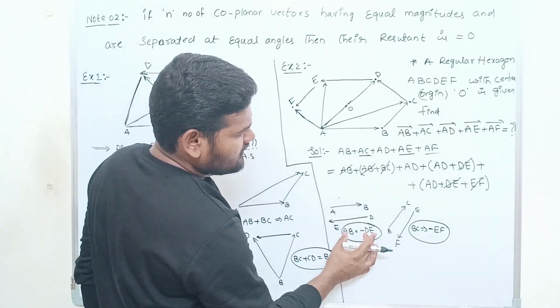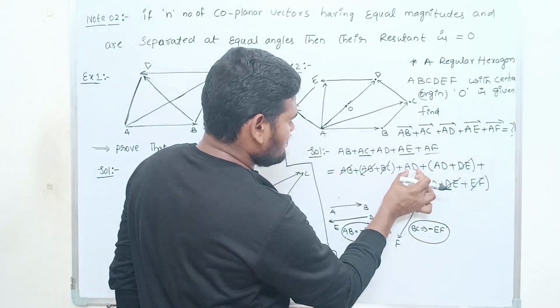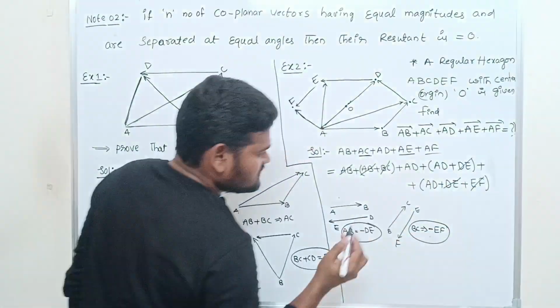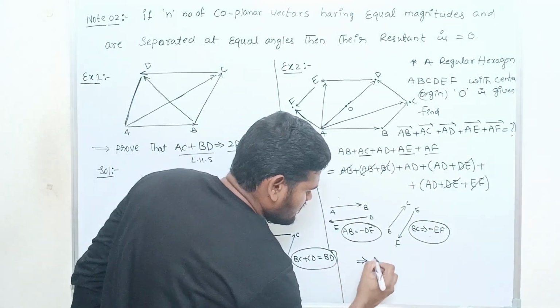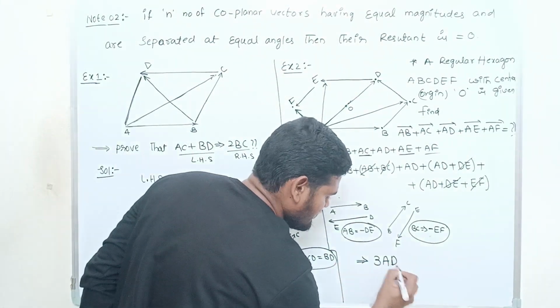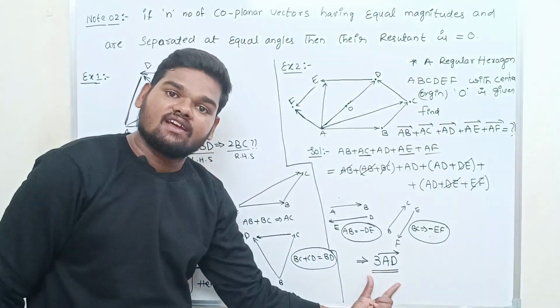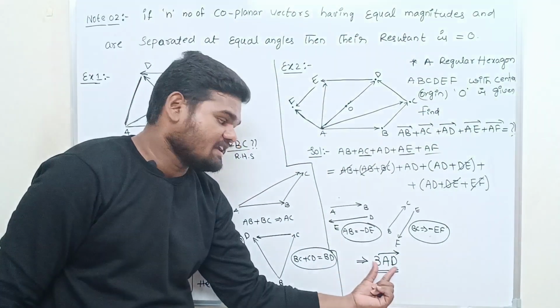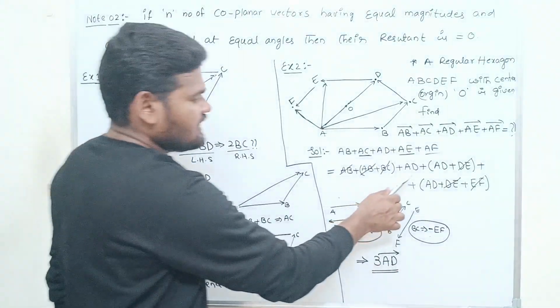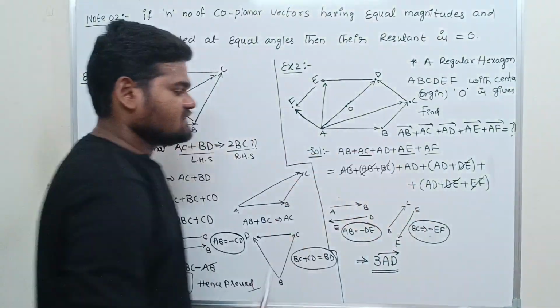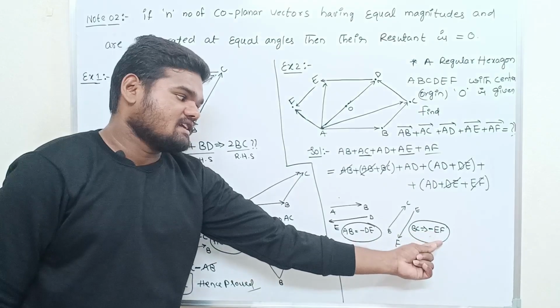Any other terms? Here AD, AD, AD. So finally we got 3AD. This is our answer. So what is the answer? 3AD. Here AD is there, here AD is there, here AD is there, so the remaining terms get cancelled out.